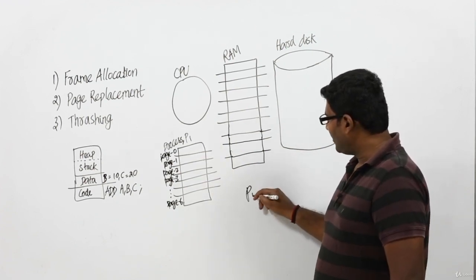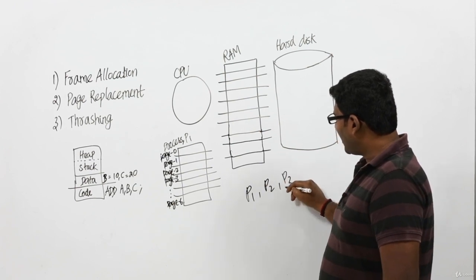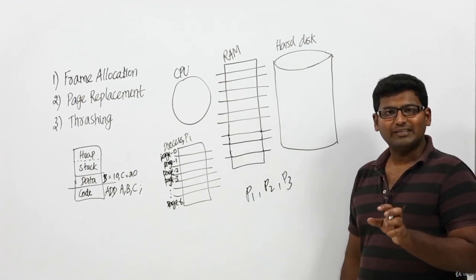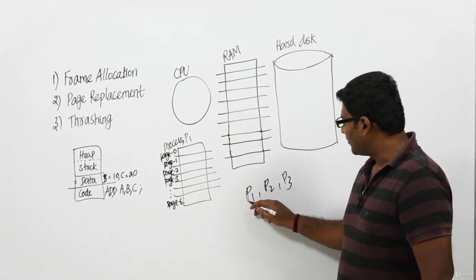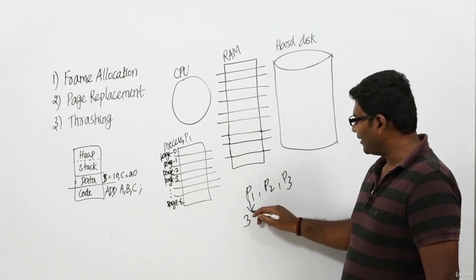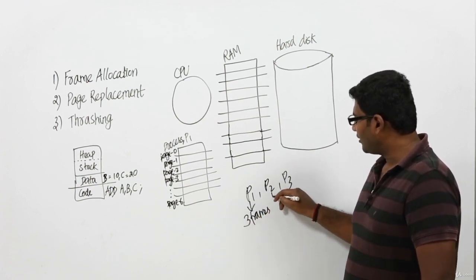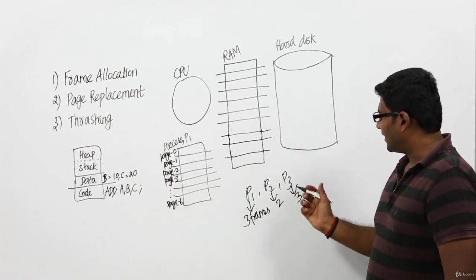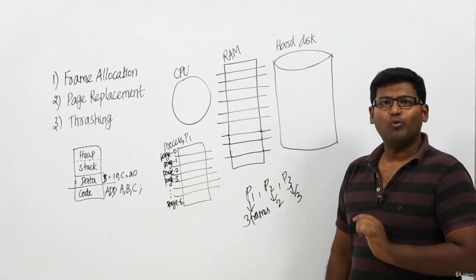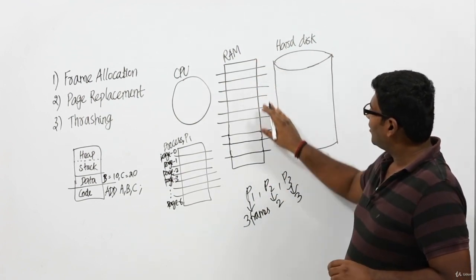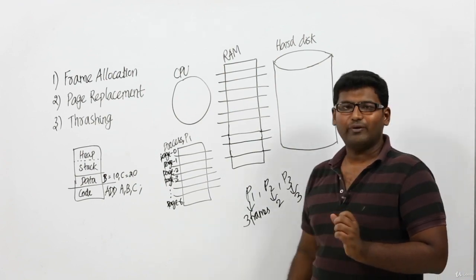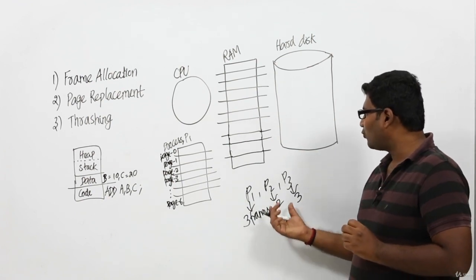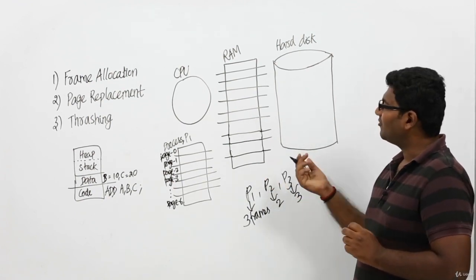Let us assume we have P1, P2, P3. We have 3 processes, right? Now, for every process, we will be giving some fixed number of frames. For example, for P1, I'm going to say that you can use only 3 frames. For P2, you can use 2 frames, and for P3, you can use 3 frames. If this is the case, then process P1 cannot use more than 3 frames. It cannot use more than that, right? Similarly, process P2 can use only 2 frames, and process P3 can use only 3 frames.